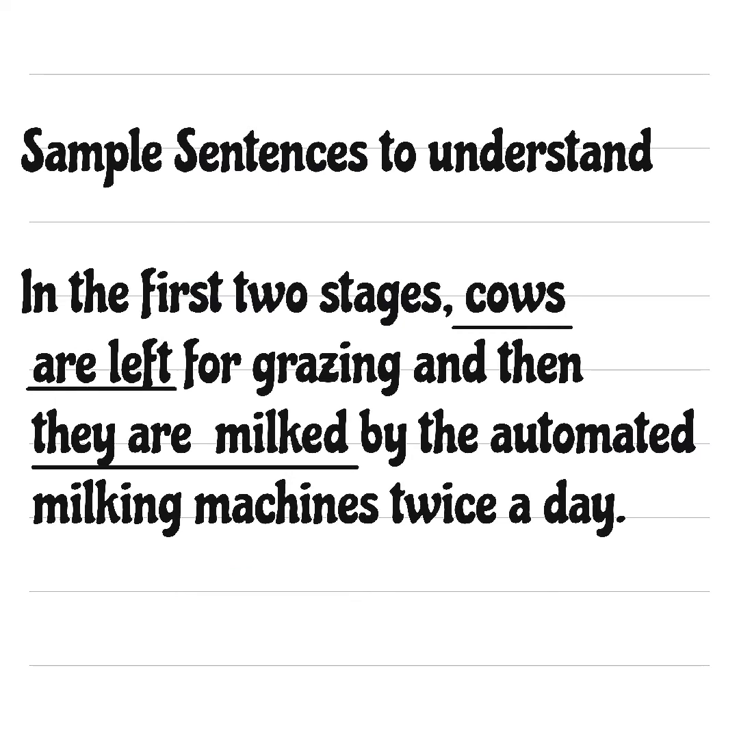So cows, a noun, with the verb according to the subject, because cows are plural, plus left, that is the third form of the verb. And then they are milked by the automated milking machines twice a day. Now the word they has been used as a pronoun for the cows, and then the plural verb are is used, and milk has again been used as the past participle, milked. So if you use this structure, you can easily write your process chart, which is never a problem if you follow the right kind of structure and rules.